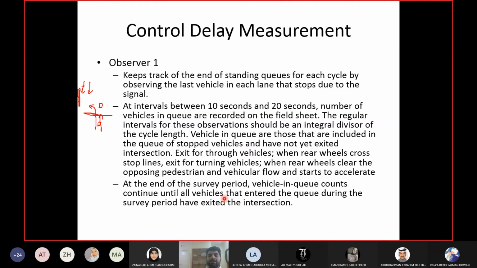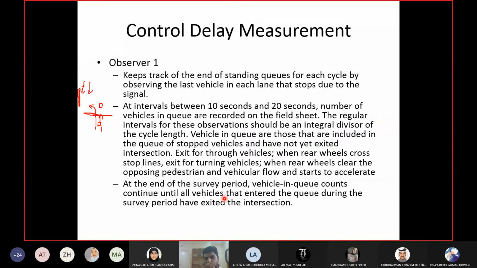The 10 vehicles which are in the intersection at the end of your survey period. Observer 1 may have extended or extra time periods to make sure the vehicles which were in the queue at the end of the survey period have also left the intersection. If these 10 vehicles leave in the next time interval, he will take one more reading and then he will finish. If these 10 vehicles take 2 more intervals to pass from the intersection, he will do 2 extra readings and then he will finish.